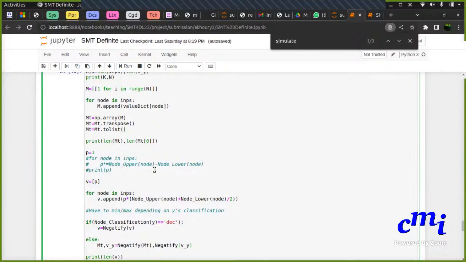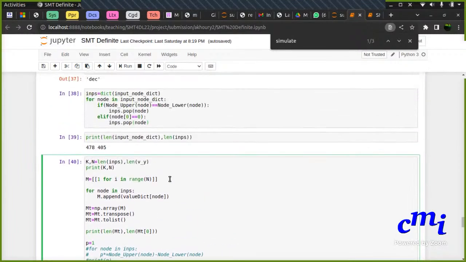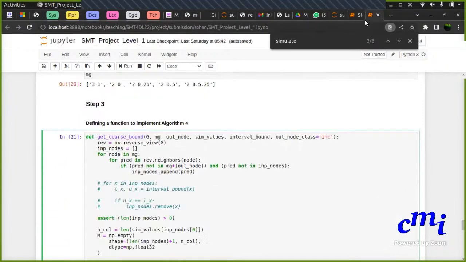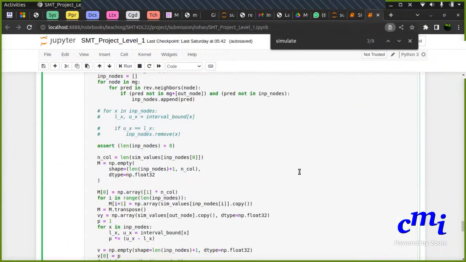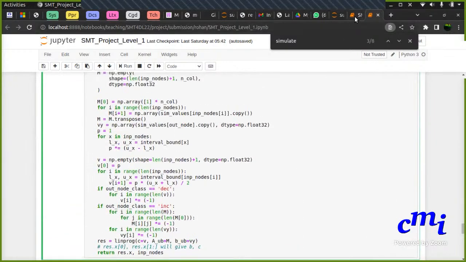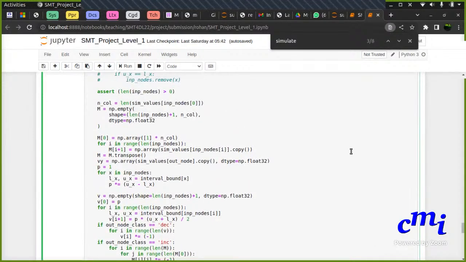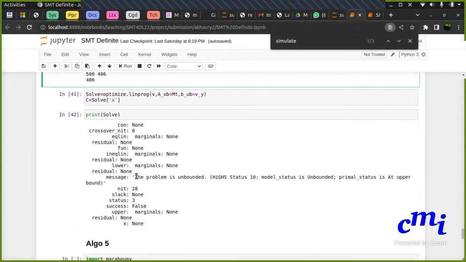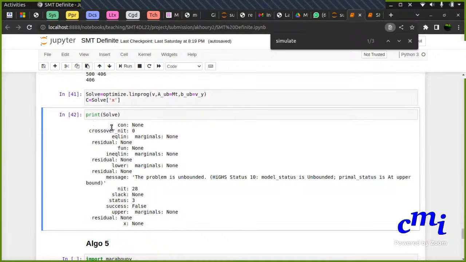So basically, algorithm 4, if possible, you can start and read through it and see if the code makes sense. If possible, you can also try writing some code and testing it, and then we can meet on Friday. Algorithm 4 is the LP call, the course bounds. This is the one where they had got stuck, where the unbounded issue is happening.